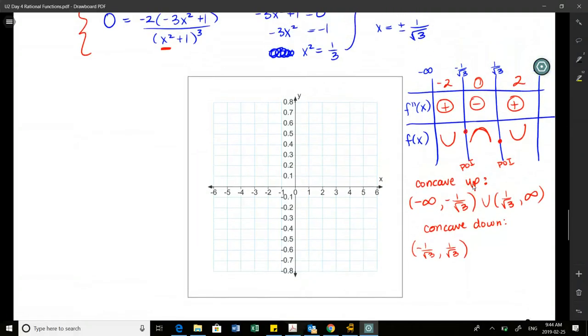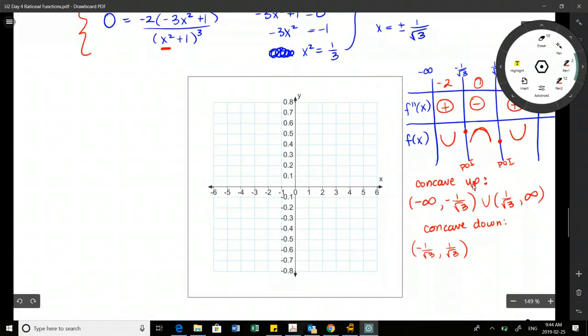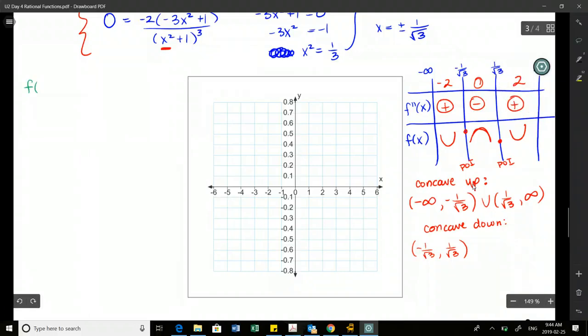Okay, the other thing that we were actually asked to do is find the actual point of inflection. So I'm just going to take one more second, we're almost there, to evaluate f at 1 over root 3 and f at negative 1 over root 3 so that I can get the y coordinates of those points of inflection. Okay, so subbing into this original function here.